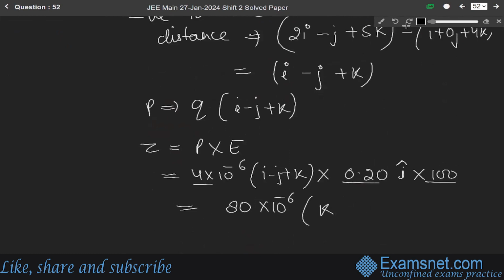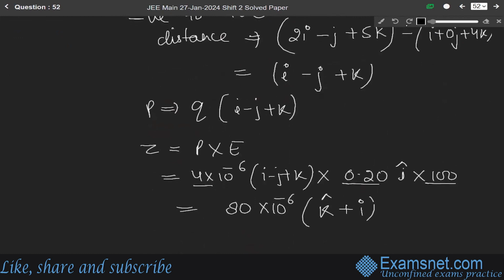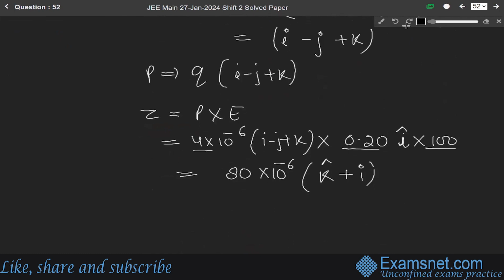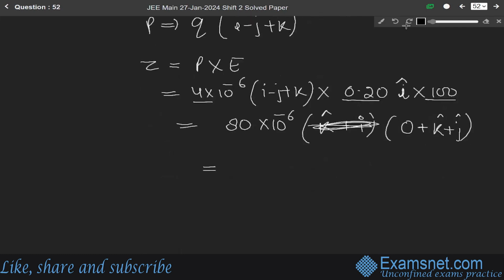I cross J, K, J cross J is 0, plus K cross J means i. So it will be equal to, sorry, it is I. So I cross I will be equal to 0, minus J cross I. Minus J cross I means K, and K cross I means J. Now taking its magnitude, we get 80 into 10 to the power minus 6 into J plus K. Now if we take its magnitude, this will be equal to 8 root 2 into 10 to the power minus 5.